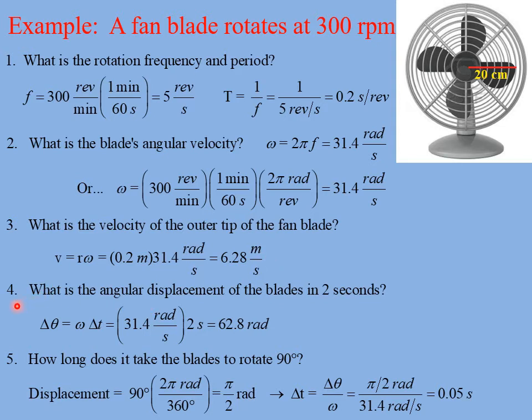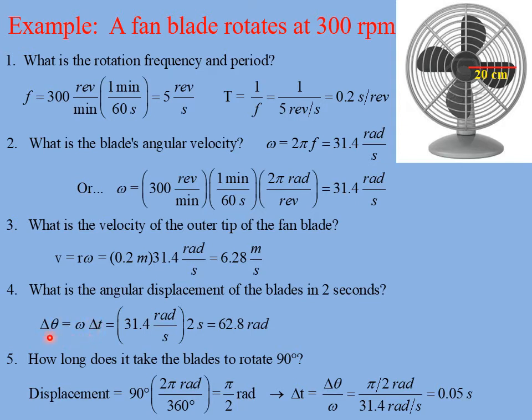Okay, let's move on. Number 4, what is the angular displacement of the blades in 2 seconds? So we're trying to figure out how many radians these blades turn in 2 seconds. So here's where we use our kinematics equations. Remember that omega is defined as delta theta over delta t. So therefore, delta theta is equal to omega times delta t. I'm just rearranging our equation for omega.